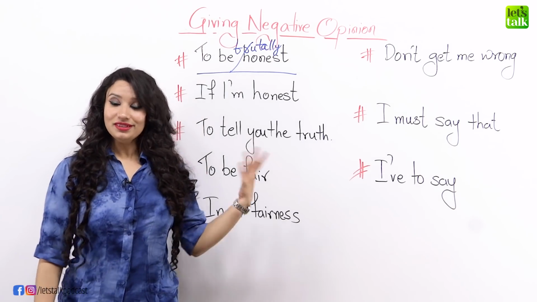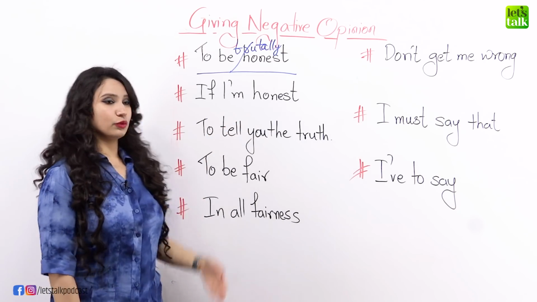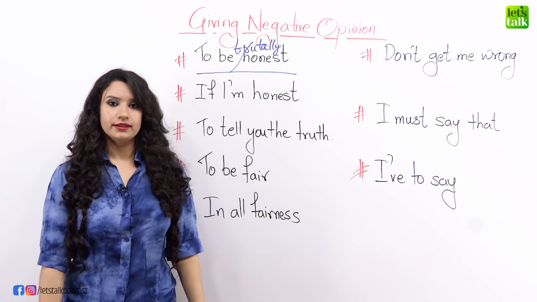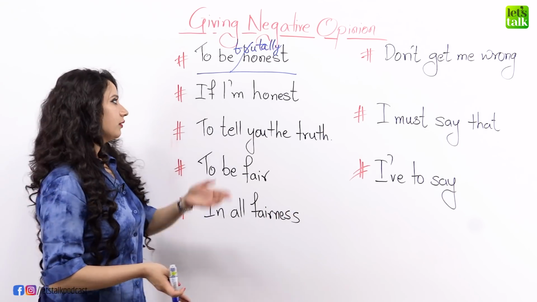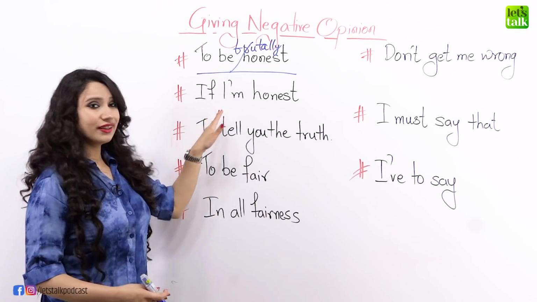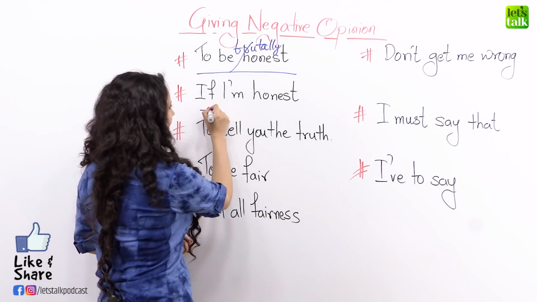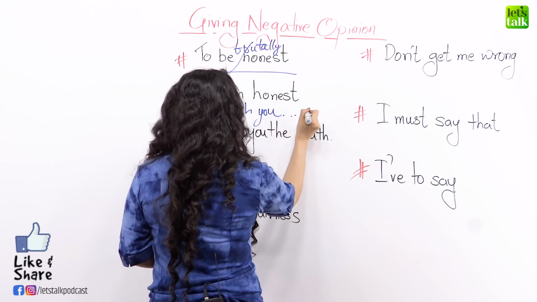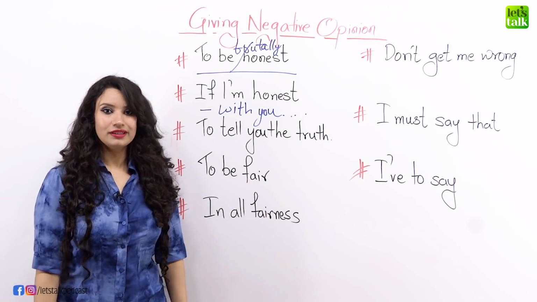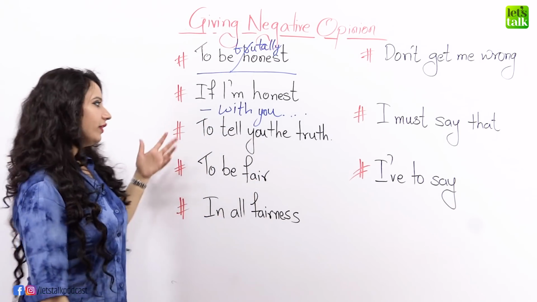If I'm honest with you. Now this is also another way of saying the same thing, to be honest. So you're trying to give away your opinion by saying the second phrase, which is if I'm honest. So if you think that someone is not right for a job, okay, and you have to convey this message, you could say that if I'm honest, I don't think you suit this job role, okay? So this way, you're talking about giving your opinion in a very calm and delicate, gentle way. So if I'm honest with you. So if you only say, if I'm honest, you're not suited for this job role, it's not wrong, but grammatically, we always add with you with if I'm honest, okay?